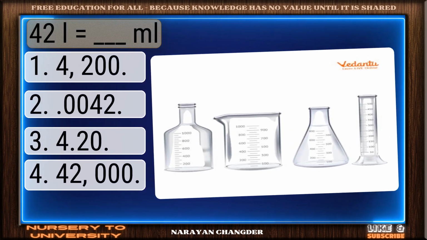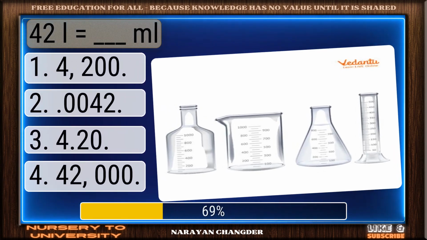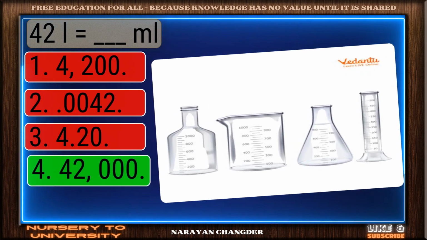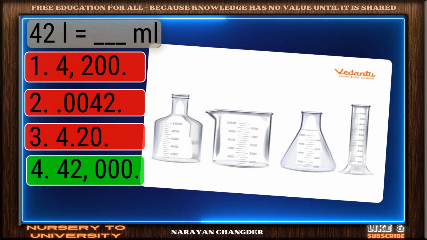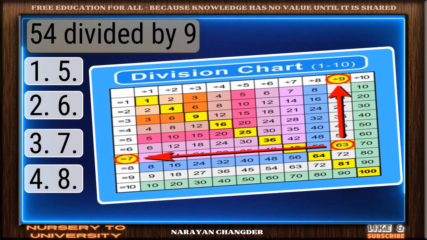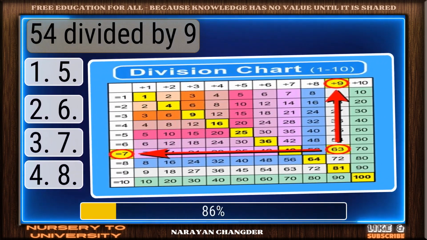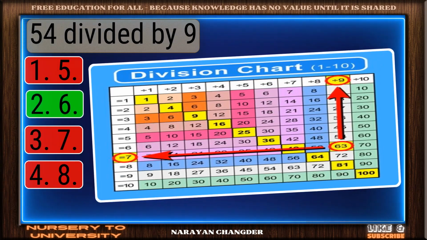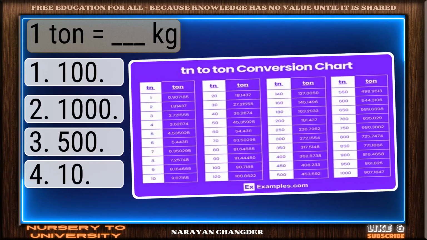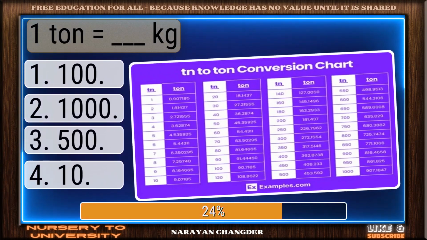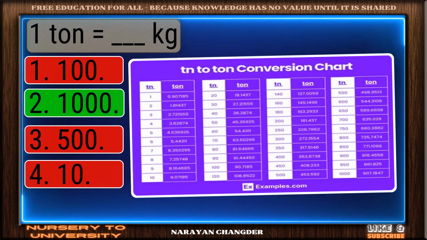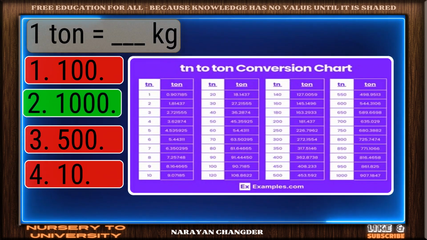42L equal dash de. Smart pick. 42,000 is the correct choice. Divided by 9. Nicely done. 6 is a solid answer. 1 ton equal to dash key. Well done. 1000 is the right choice.